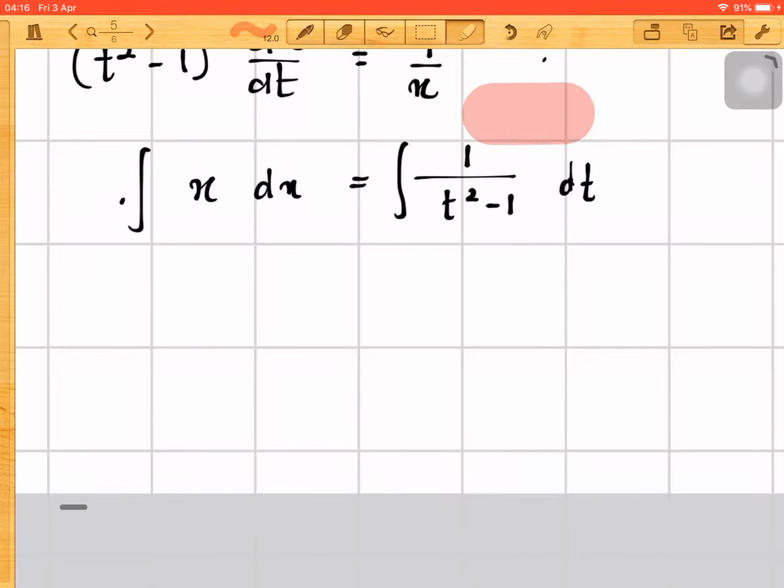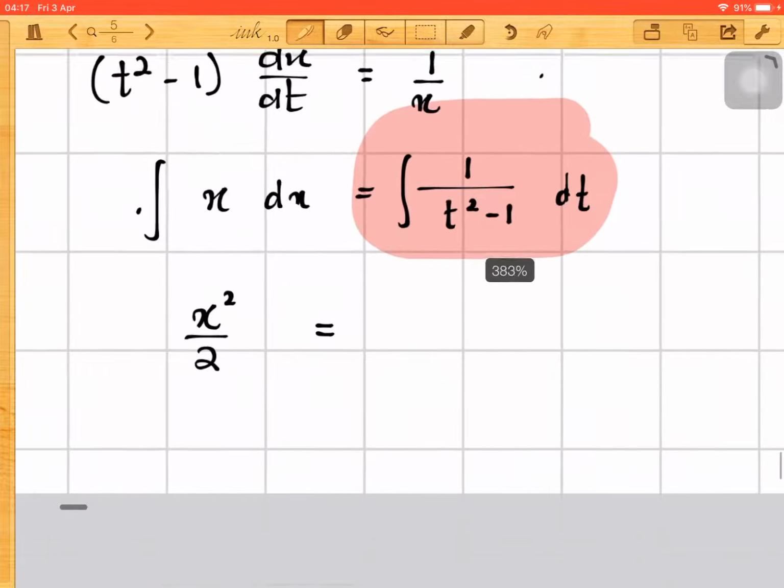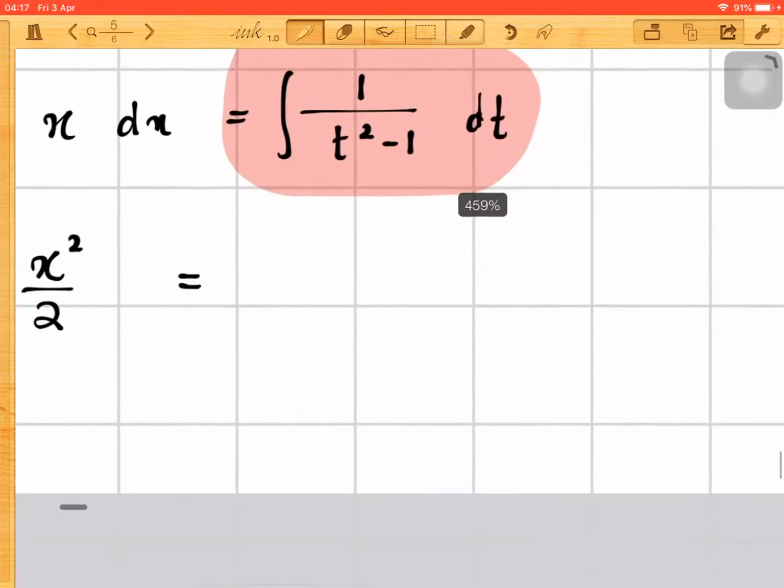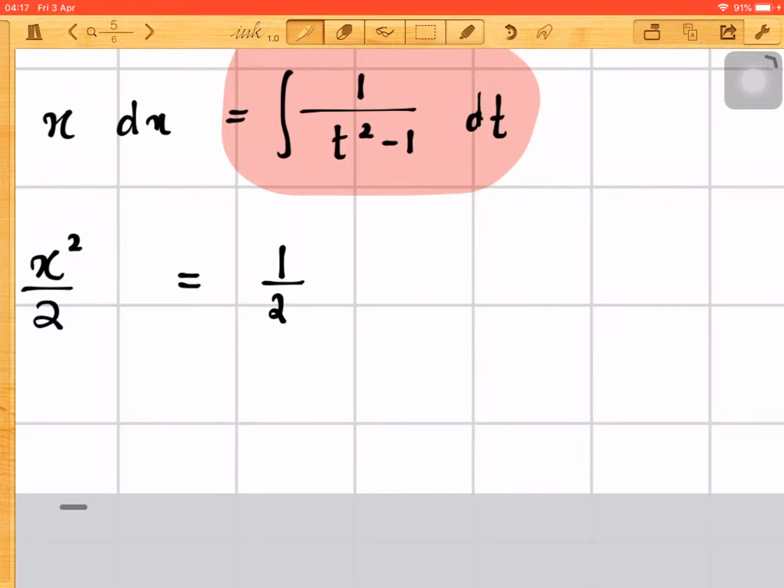If you realize, this is the part where we use the hence just now. It is the result from the first part. This one we integrate as usual. So for this one you can use the result from here. We'll just copy it here: 1 over 2 ln of t minus 1 over t plus 1, plus c.